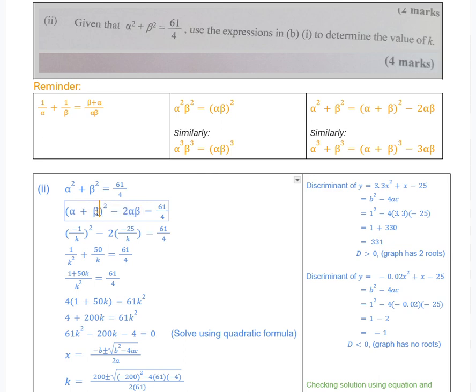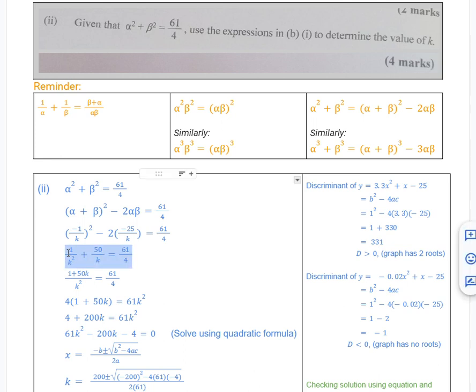Now, alpha plus beta, that's the sum, which we found in the previous question, the sum of the roots, and this is alpha beta, the product of the roots. If you're squaring a fraction, you are squaring both numerator and denominator. So this will expand into 1 over k squared. Negative 2 by negative 25 is positive 50, so 50 over k.